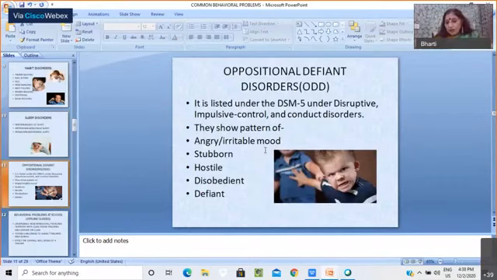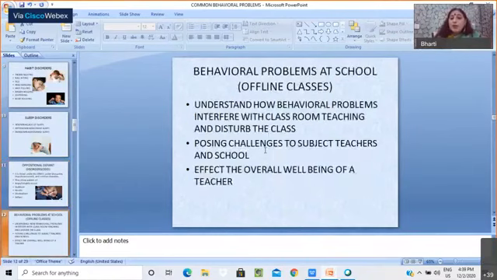Now, when we talk about oppositional defiant disorder, according to DSM-5, under disruptive, impulse control and conduct disorders, they show a pattern of angry, irritable mood, and are stubborn. I think the picture itself is very clear to us. Hostile, where they are not listening to you, they tend to harm another person, disobedient, and defiant. Then I'm coming to the next slide where we are talking about behavioral problems at school.